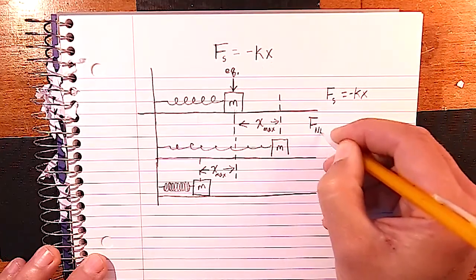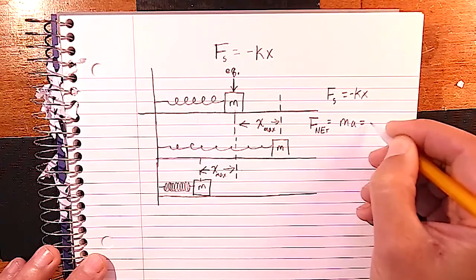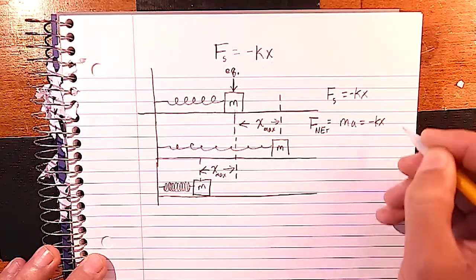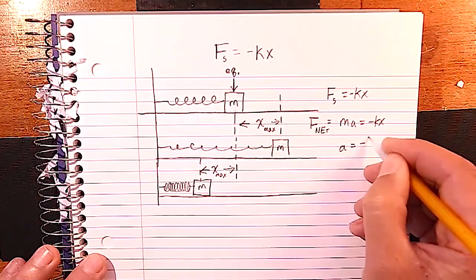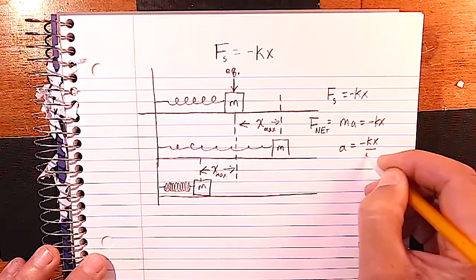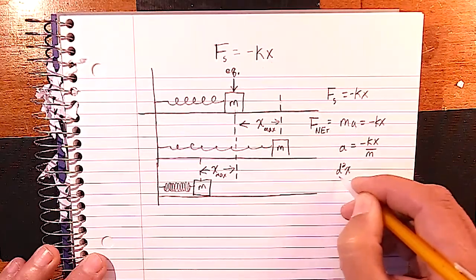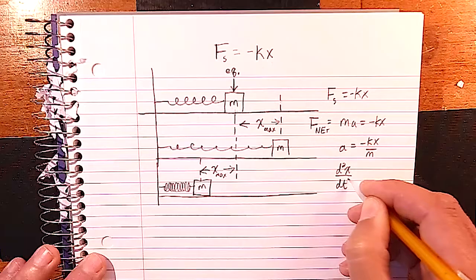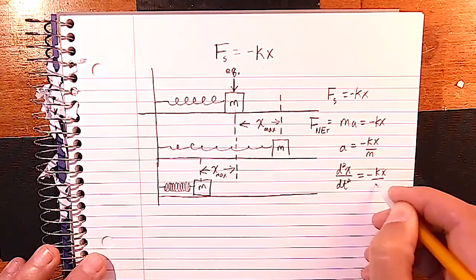So we can say F net equals ma equals minus kx. And we can solve for the acceleration of this by saying a equals minus kx over m. We could also define that as the second derivative of position, d squared x dt squared, and that's also equal to minus kx over m.